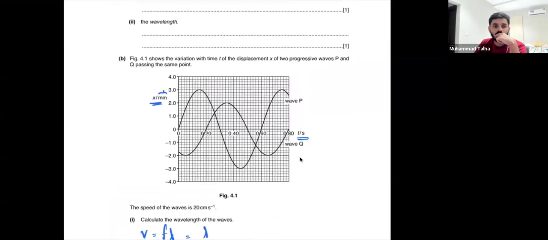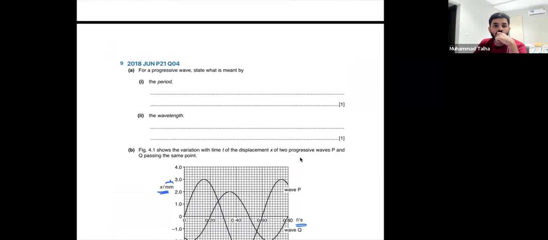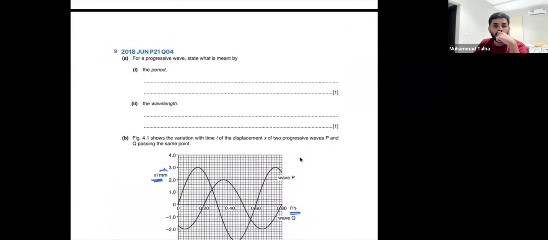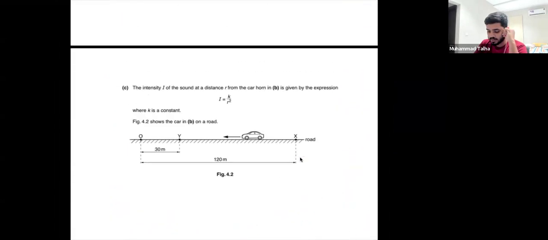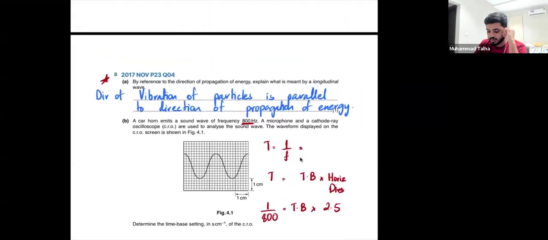This one, are you asking what year this is from? This is 2018 June, paper 21. Yes, you do need to know the derivations for the equations of motion. Previous one was 2017 November, paper 23, question 4. Just a second, guys.